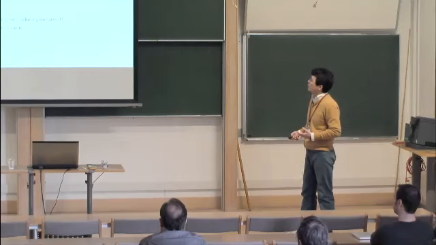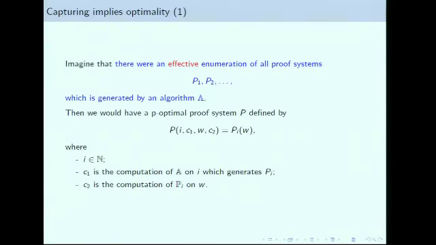So this shows how optimality implies logic capturing. For the other direction, I can only sketch the proof very briefly: how you go from logic capturing P-time to optimality. First, this is in fact a wrong proof, but it gives you the idea. Imagine there were an effective enumeration of all proof systems P1, P2, and so on, which is generated by an algorithm A. So A generates all possible proof systems. But of course, we know this is impossible.